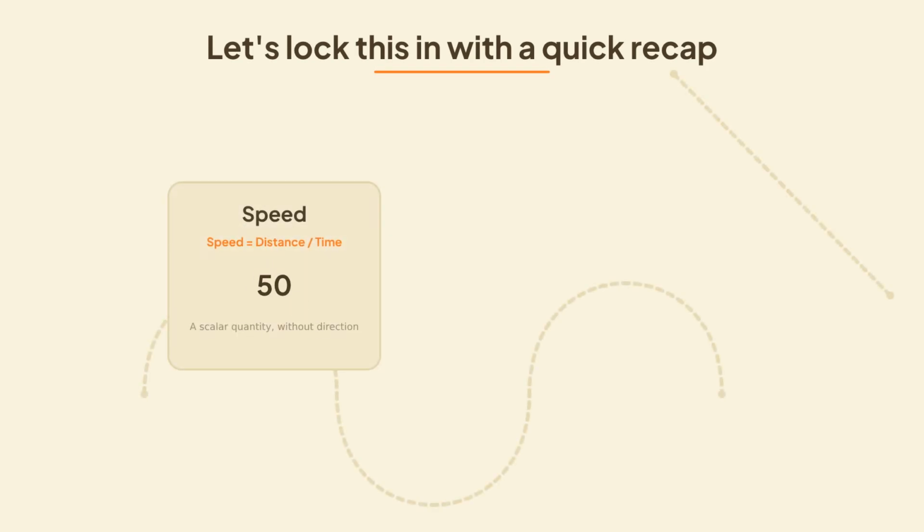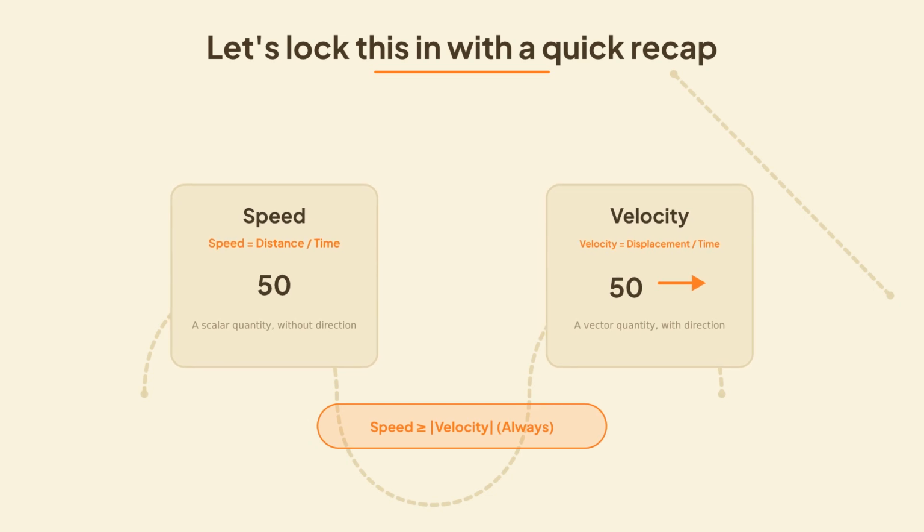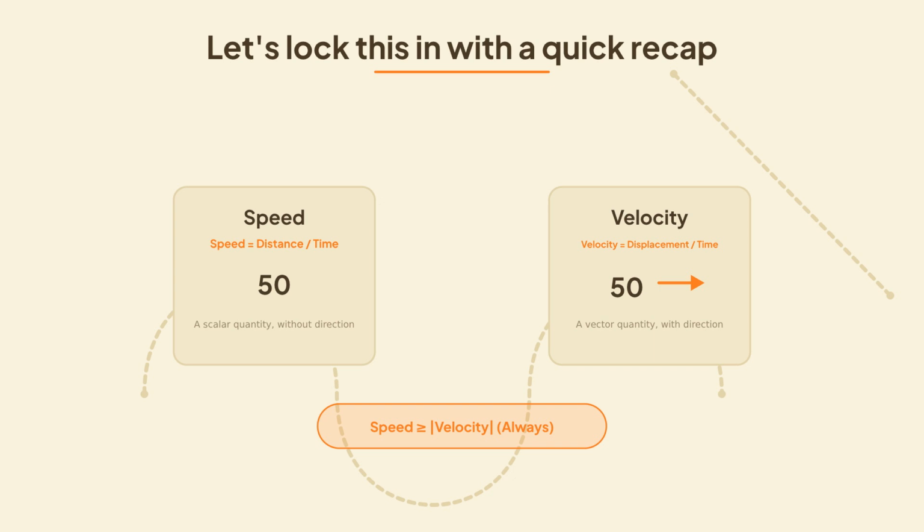Speed equals total distance divided by time, a scalar quantity, with no direction. Velocity equals displacement divided by time, a vector quantity, with direction. And remember, the speed number is always equal to or greater than the velocity number, never less.